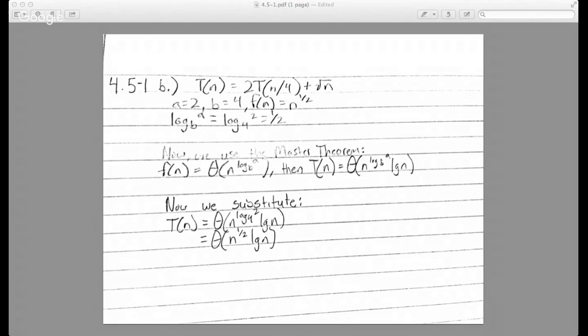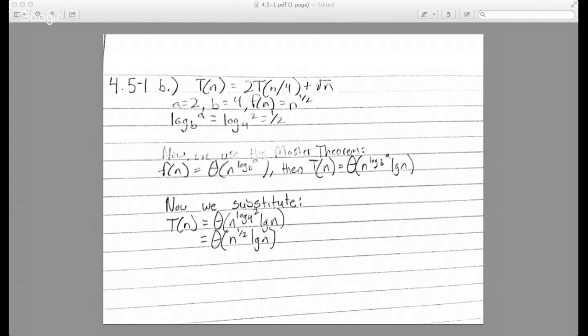Now we plug a and b into log base b of a, which is log base 4 of 2, which equals 1/2. So f of n, which is n to the 1/2, and log base b of a, which is 1/2, are equal, so we do not need to add or subtract. Then the master theorem tells us, in the second case, that f of n equals big theta of n to the log base b of a, and that T of n equals big theta of n to the log base b of a times log n.